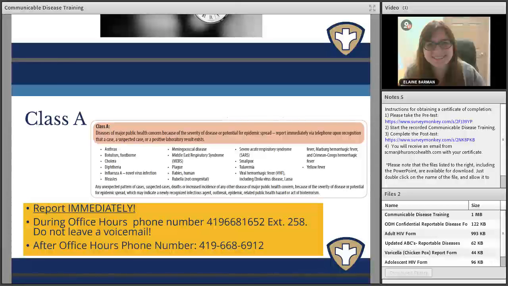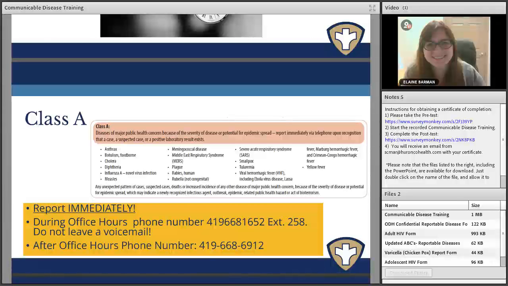So you want to call that number, and if no one answers, do not leave a voicemail. You have to talk to somebody, you actually have to talk to a physical person. So you do not want to leave a voicemail. If you get the voicemail on this line, there will be directions on who to call next. So I think you'll press 0, and then it'll continue you on, forwarding you to the next person if you're reporting a Class A disease. So you cannot leave a voicemail. You need to contact someone immediately because of the severity of the disease or the potential for epidemic spread. So it is of a major public health concern, and you cannot leave a voicemail.